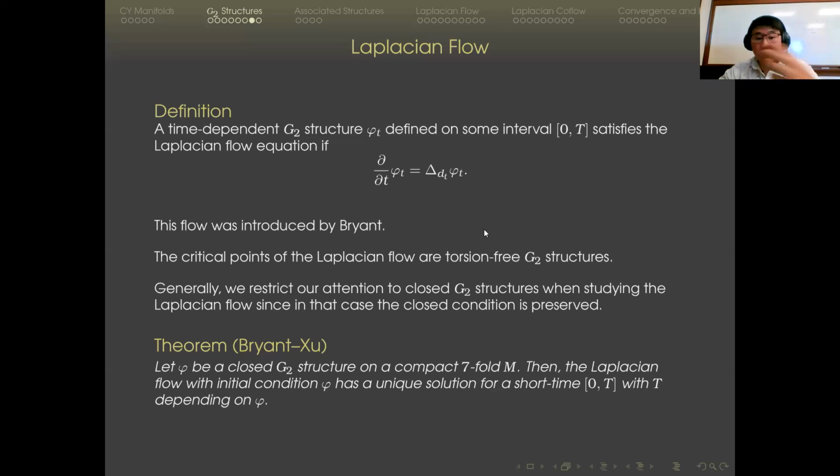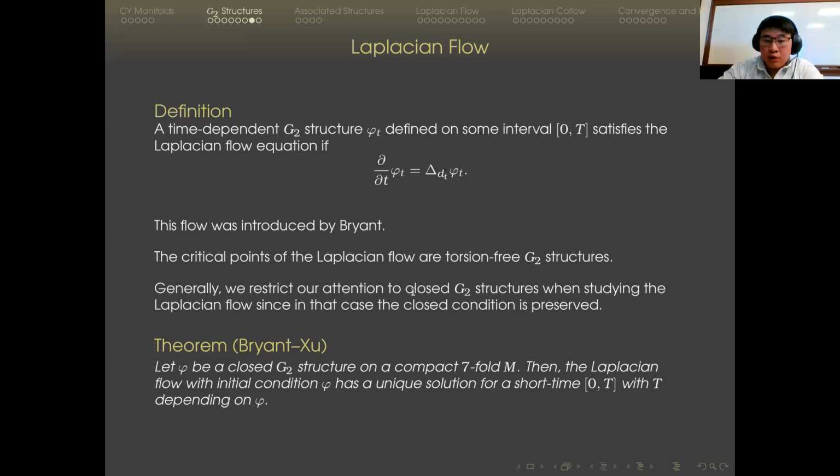One thing that we tend to do to make things easier when we study Laplacian flow is to just restrict our attention to closed G2 structures. When we start with a closed G2 structure, we can see that we're sort of flowing by an exact piece every time. So it actually stays within the cohomology class. It's a much harder thing to look at the Laplacian flow from an arbitrary starting point. And I don't think very much has been done on that front.